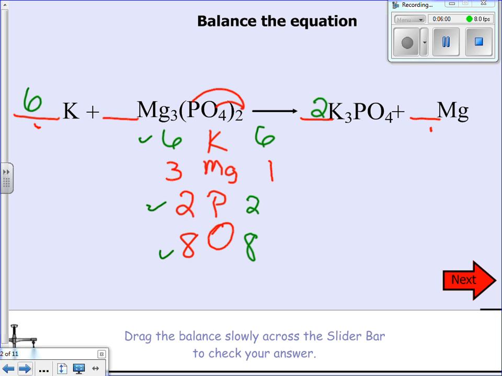And so now we just need to balance our magnesium. We have 3 on the left and 1 on the right, so we can easily write in a blank here for 3. Change that to 3. And now all of our elements have balanced.